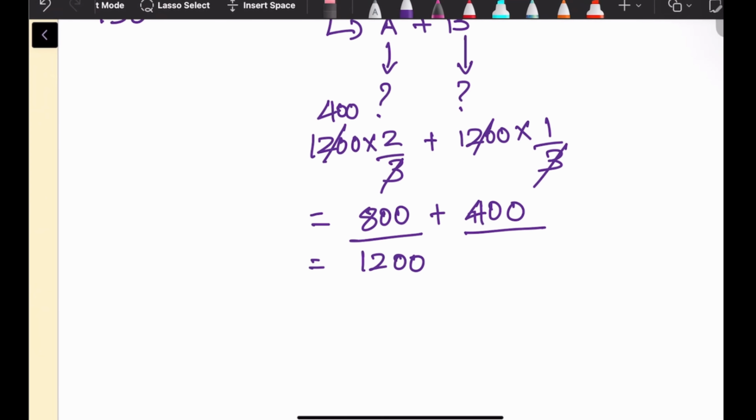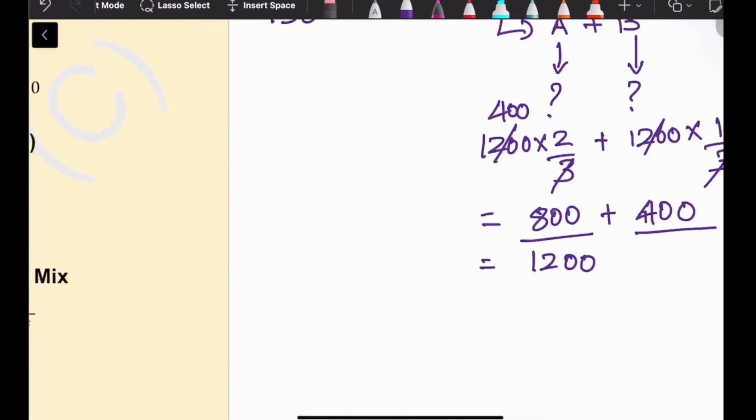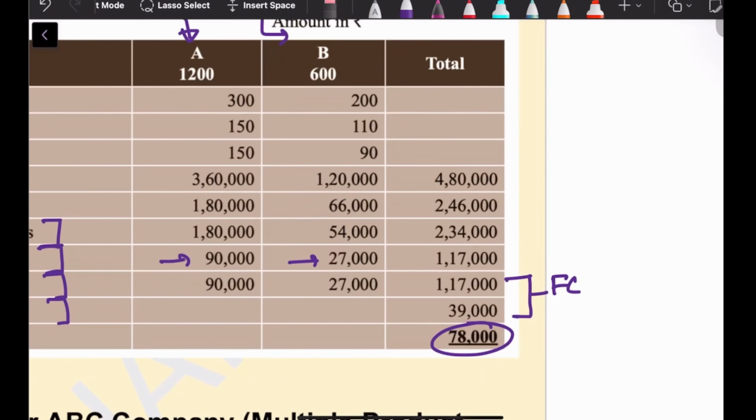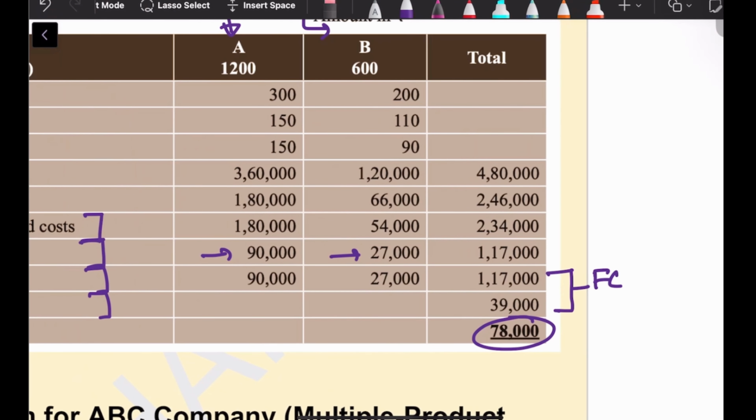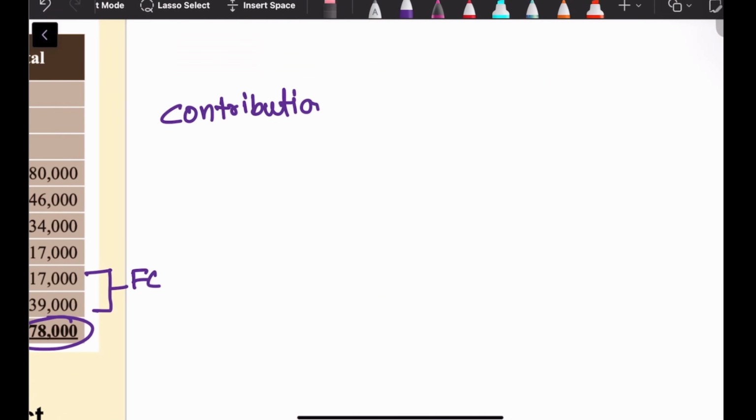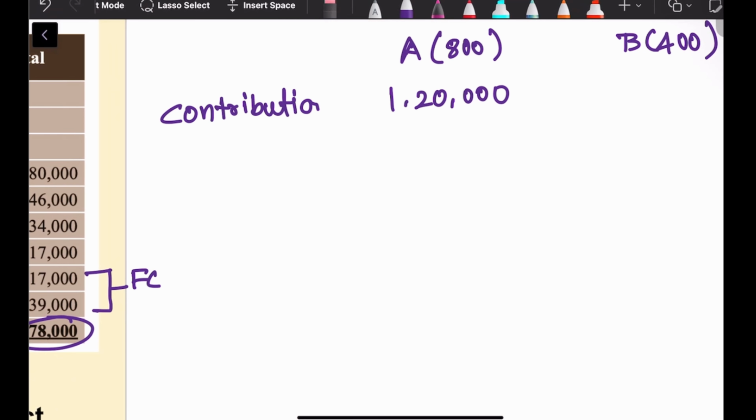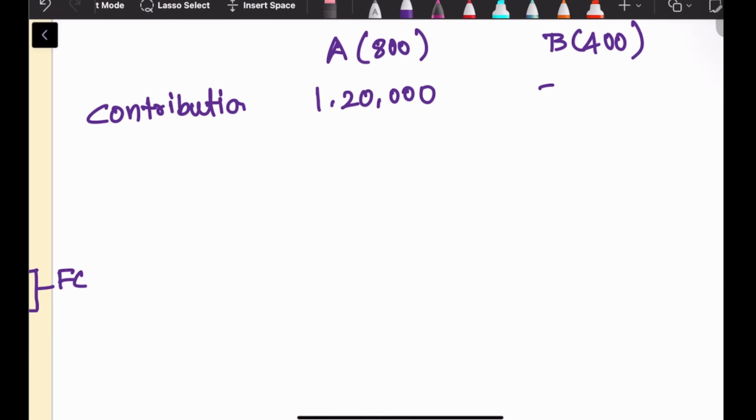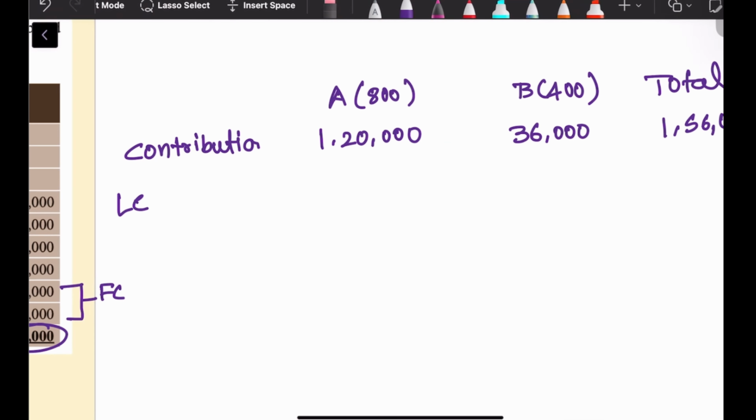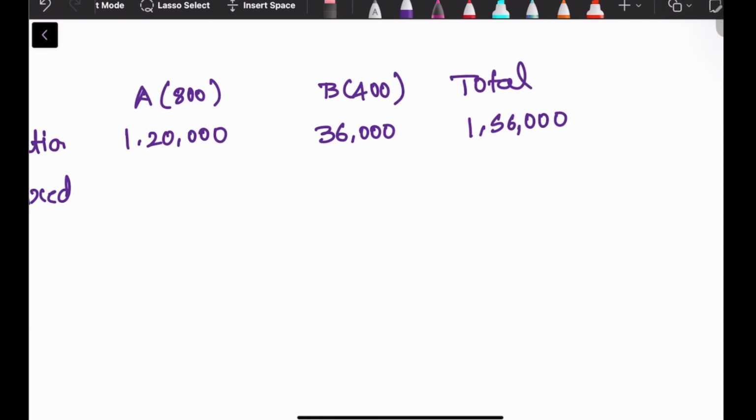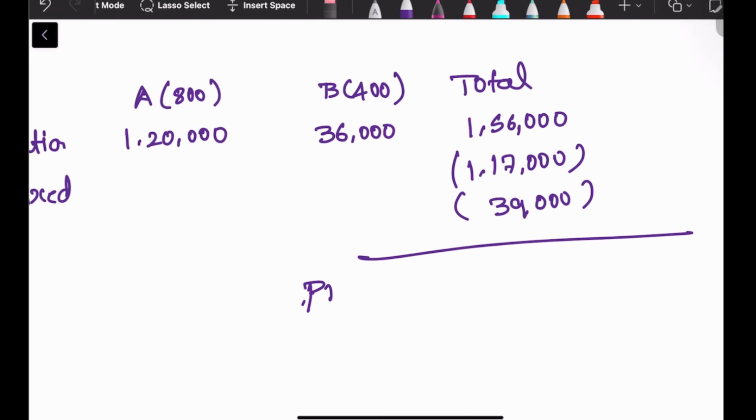Now I have to check whether whatever I have done is correct. That means 800 units of A and 400 units of B, if I put them in the statement of marginal costing, my profit becomes 0. That is the ultimate test. So let me do that. I will look at this data again. I will start with contribution only. So A 800 and B 400. 800 into 150 is 1,20,000. 400 into 90. 90 or 110? 90. So 36,000. My total is 1,56,000. Less fixed cost. In fixed cost you have two heads. One is 1,17,000. Another is 39,000. So profit will be 0. That means this is my correct break even.